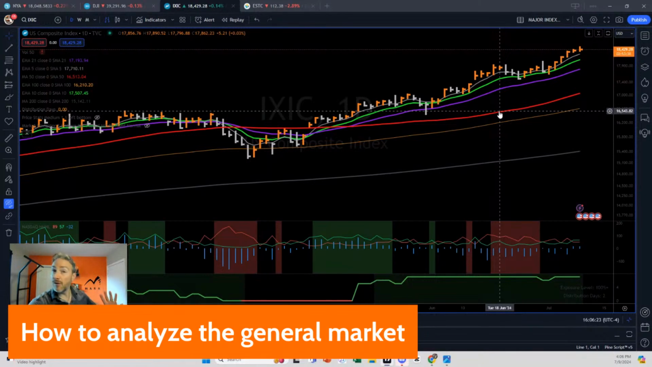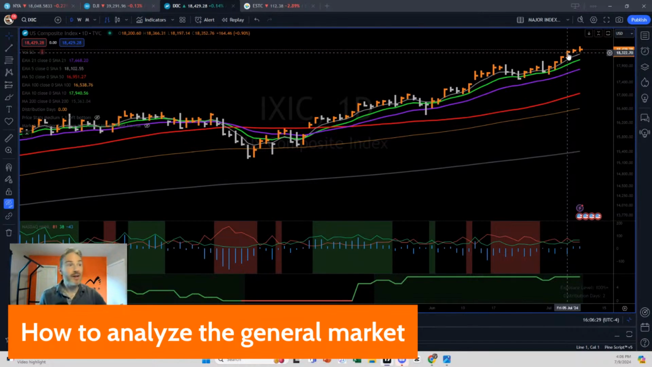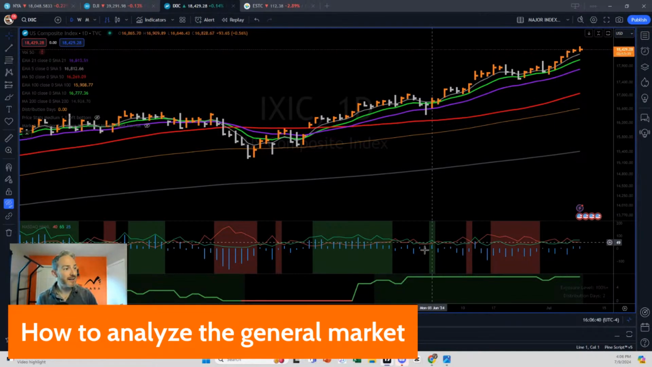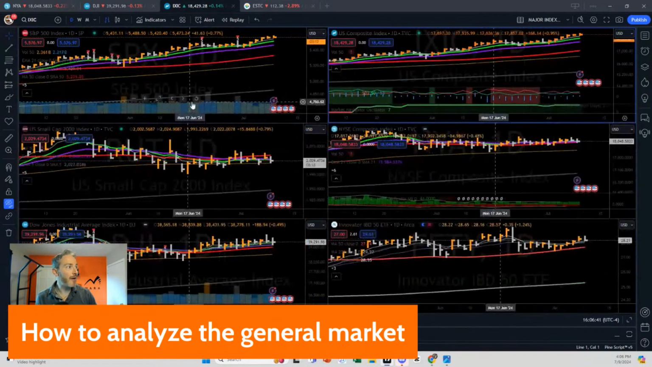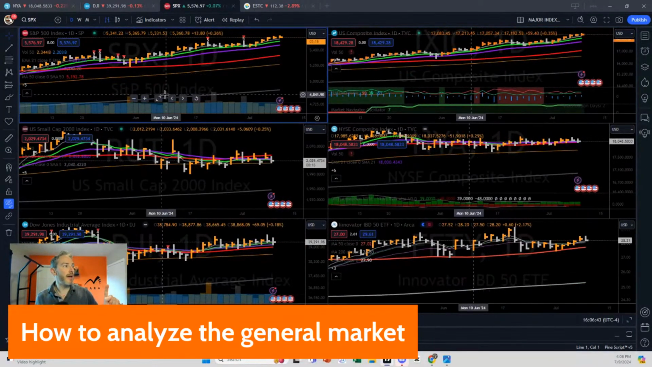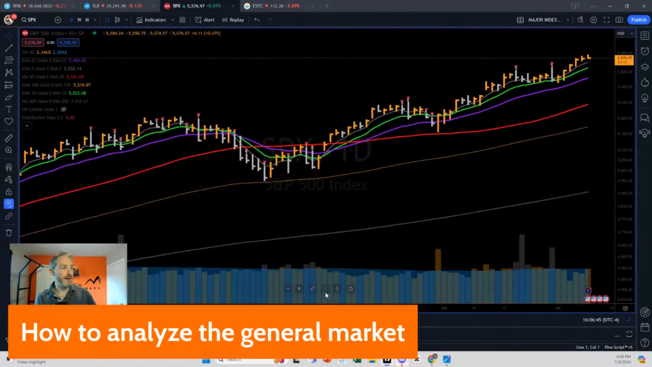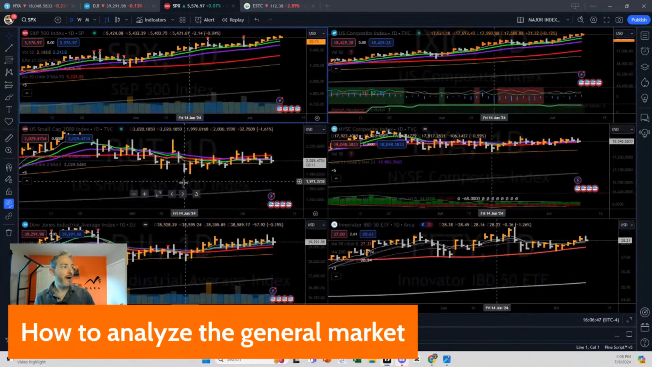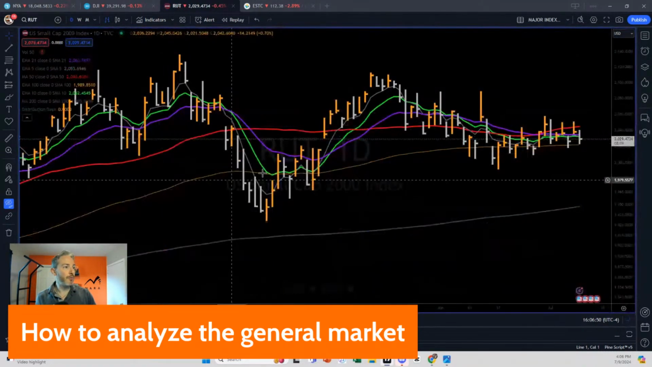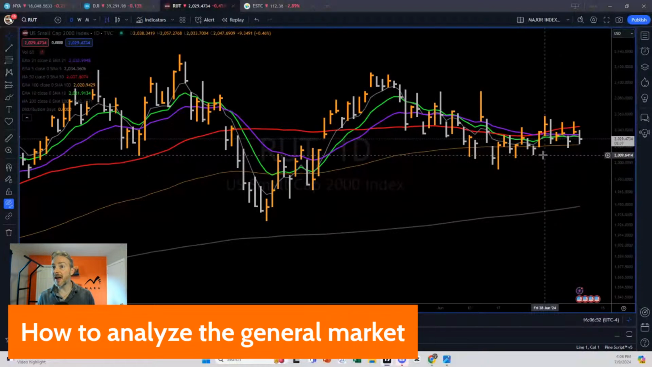So are these pointing up? Well, guess what? We're in an uptrend. Is price above each one of them? Yes. Well, guess what? Price is in a fairly strong uptrend. Price might even be getting a little bit extended. That's how I know that the NASDAQ is in an uptrend. It's how I know that the S&P 500 is in an uptrend. It's also how I know that the Russell 2000 is moving sideways.